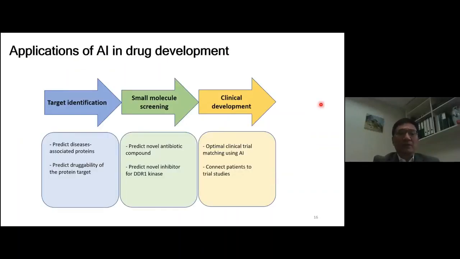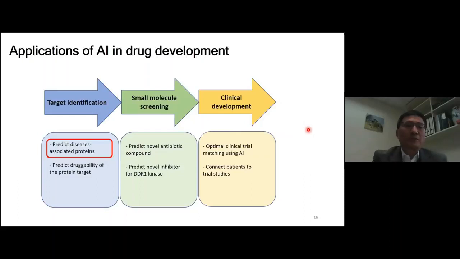And so here I give you a flow chart, for example, of the application of AI in drug development. We need to identify the drug target and then screen the small molecule data bank. If possible, we can even use virtual screening to predict the potential compounds, and then clinical development. And how can we predict the disease-associated proteins? And what proteins could be potential drug targets?